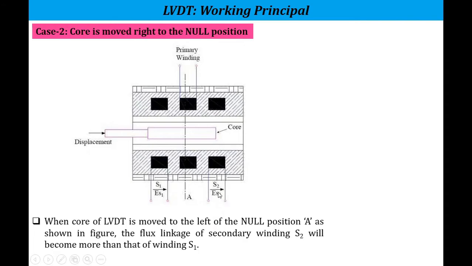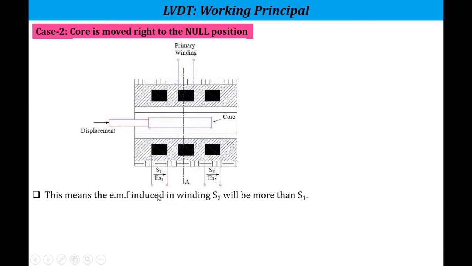Whatever flux linkage with the secondary winding S2 will be more as compared to that of the flux linkage with the secondary winding S1. So therefore, here I can represent it as the EMF which will be induced in the winding S2 here, it will be more than that of S1. So therefore, ES2 is greater than ES1.